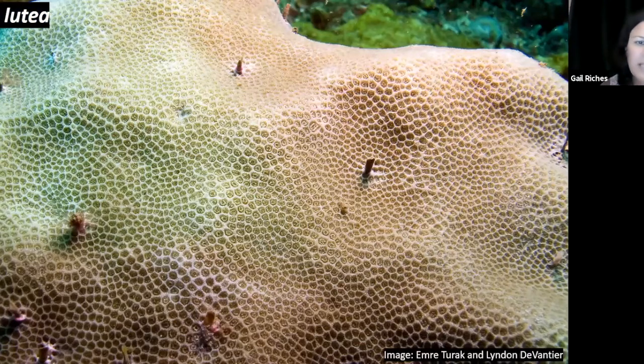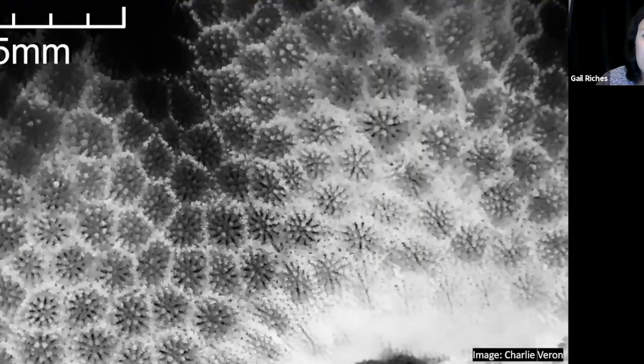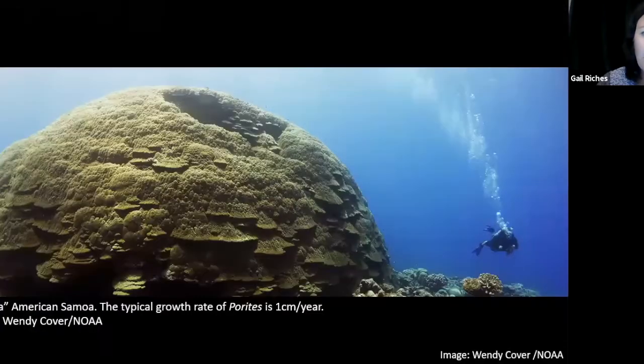Here's a bit of a close-up of the corallites themselves. And there's another one. This is called Big Mama. This is a beautiful big Porites coral in American Samoa. The typical growth rate of Porites is about 1 centimetre per year. So you could just imagine how old this particular coral colony is.